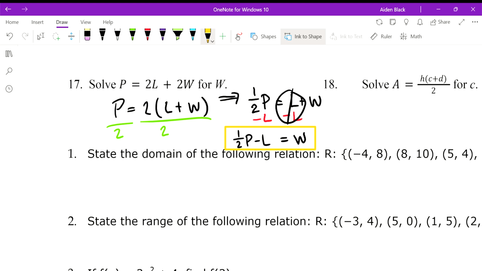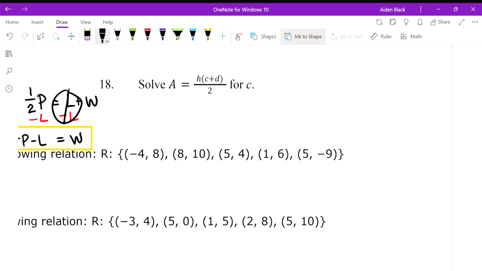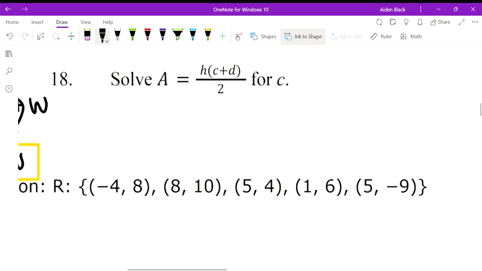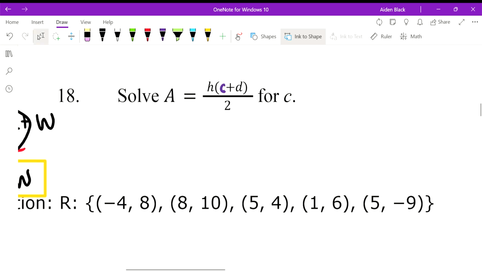Okay. Now with this one, we're solving for C, so we need to get C by itself. I think first of all we should get rid of the division of this whole thing here by 2. What's the opposite of dividing by 2? We can multiply both sides by 2. So we get 2 times a is equal to, this cancels, h times (c plus d).